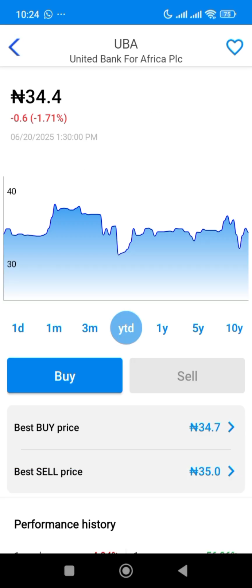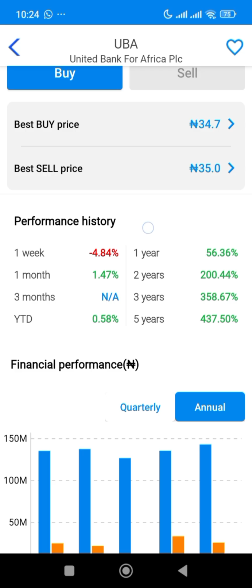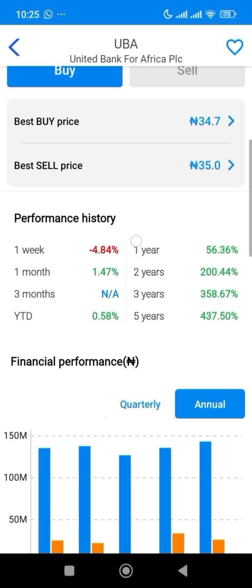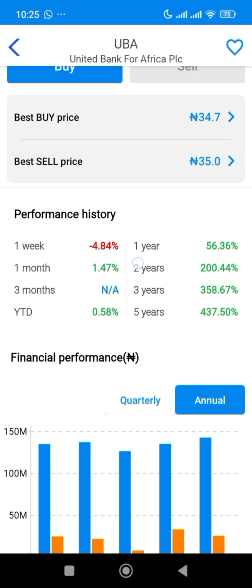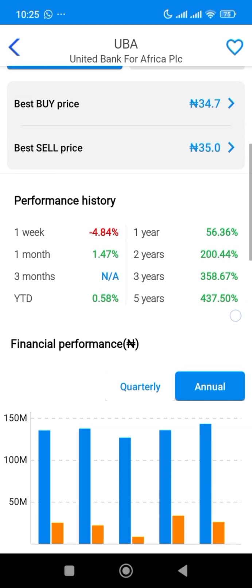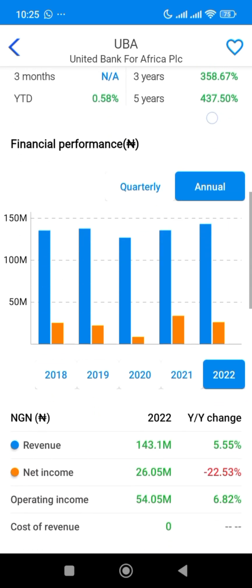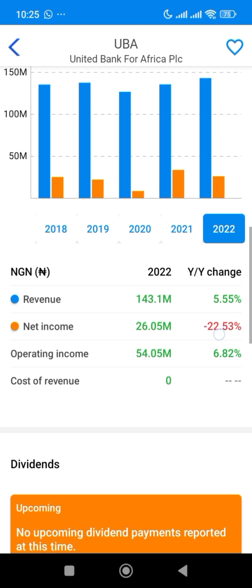All right, so let's go back. Now these are the performance history of UBA as at now. As at 1 week ago, it is down minus 4.84%. 1 month ago, it did 1.47%. You can see over 1 year, 56.36, 2 years, 200.44. So if you had put a lot of money over the years, you would have been making money. So this is it. Look at the revenue.